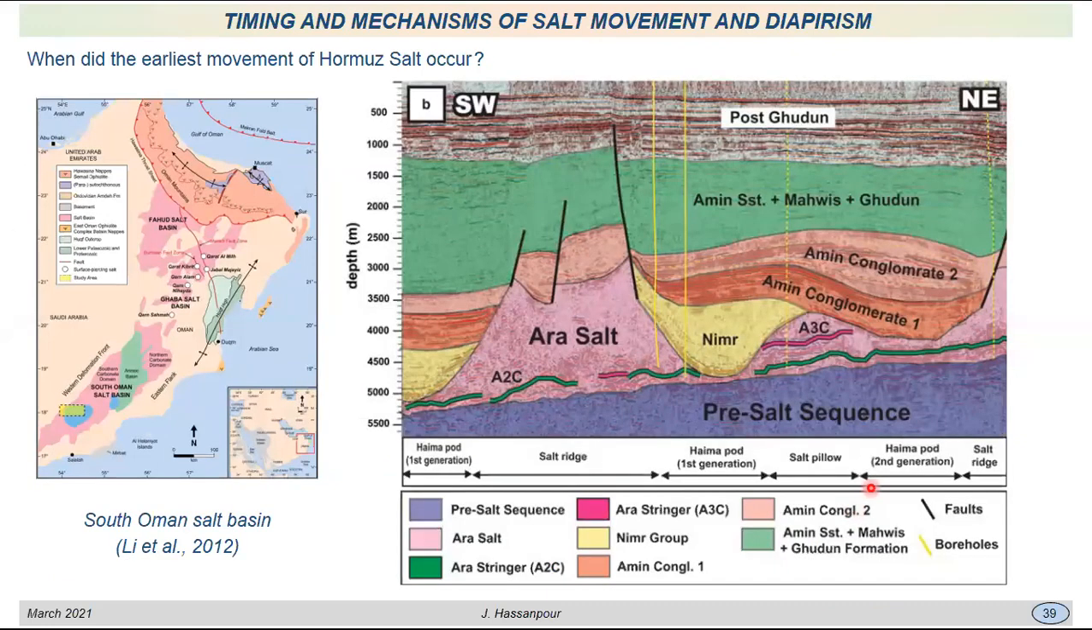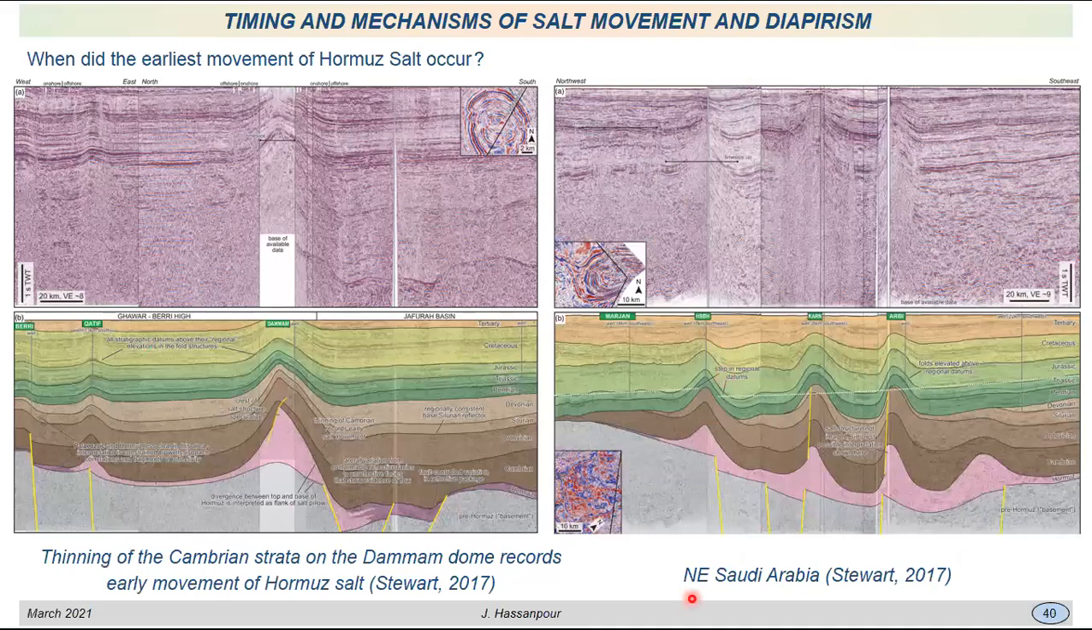And in addition, in Oman salt basins, where the equivalent Ara salt is shallower and is drilled by wells, and also is quite well imaged in seismic lines, as you can see, the overburden layers above the Ara salt show evidence of thickening and thinning about the salt, indicating that the salt started to flow quickly after the end of deposition of the evaporites.